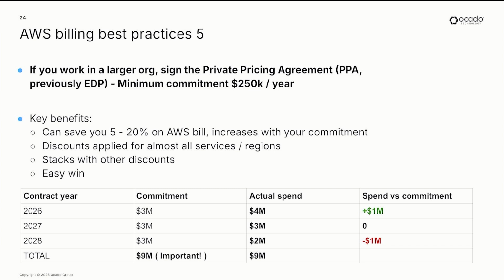In the first year, 2026, you've spent 4 million, which is actually 1 million surplus. In the second year, you are on par, 3 million. And in the third year, you've spent 2 million. So you are 1 million short. But in total, you actually reach your commitment, everything is fine, and you got those nice savings applied.